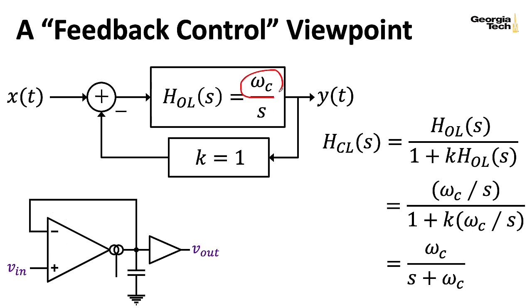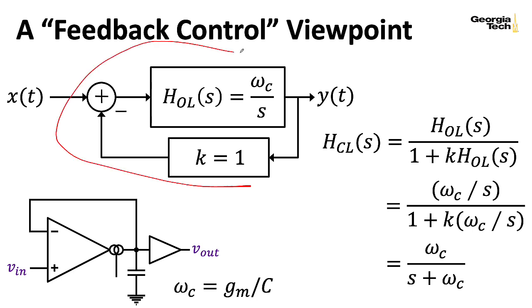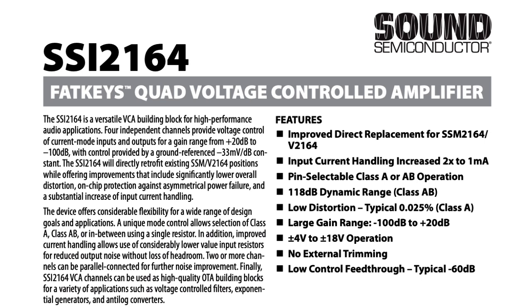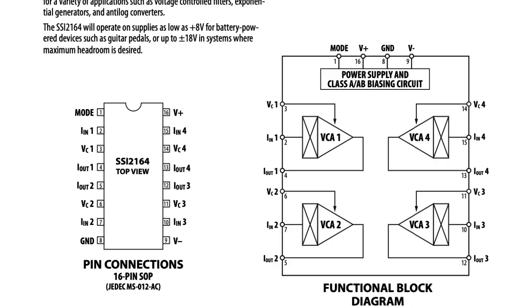So what is omega C here? Well, omega C is the transconductance gain divided by the capacitance. And everything works out nicely. Now, we started with a fairly circuits-oriented derivation where we took an RC filter and replaced the resistance with an OTA. If we take this higher-level viewpoint, we can then apply the same kind of idea to build filters from other kinds of circuit components. For instance, circuits like the SSI2164 that take current inputs and produce current outputs.